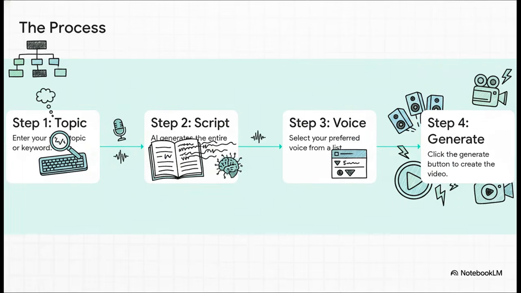You just open up the web UI. Step 1, you type in your video topic. Step 2, the AI just writes the whole script. Now, you'll probably want to give it a quick once-over, add your own touch, but it gets you like 90% of the way there instantly. Step 3, you pick a voice you like. And step 4, you just click generate.